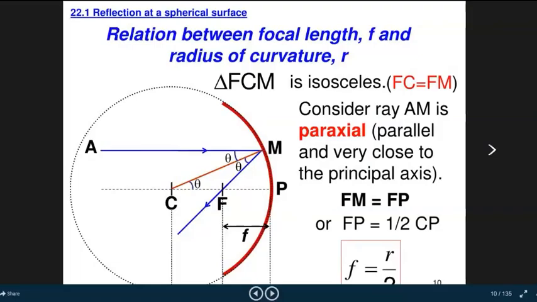Now, the relation between focal length f and radius of curvature R. In your book, radius of curvature is denoted by capital R, so even I can edit it to capital R. For convenience, you must understand that in your textbook, radius of curvature is denoted by capital R and focal length is denoted by small f. Now we are going to deal with the relation between focal length f and radius of curvature R.